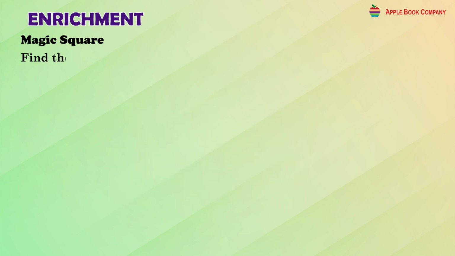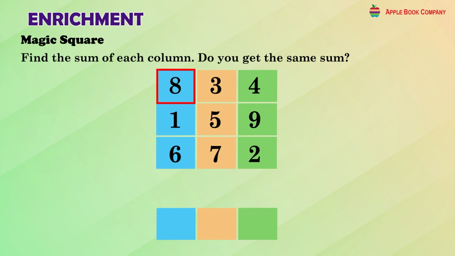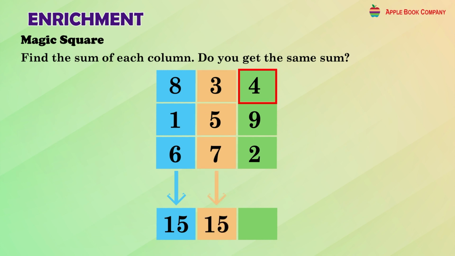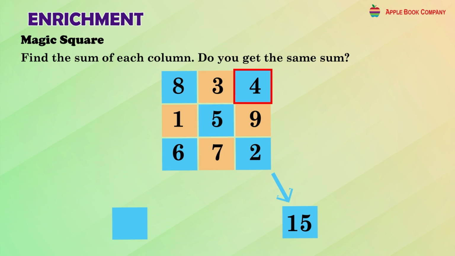And if we do the same thing in the column, do you get the same sum? 8 plus 1 plus 6 is equal to 15. 3 plus 5 plus 7 gives us 15, and 4 plus 9 plus 2 also gives us 15. Now, do you get the same answer if we sum it up diagonally? 8 plus 5 plus 2 is 15 again. 6 plus 5 plus 4 is 15 again.